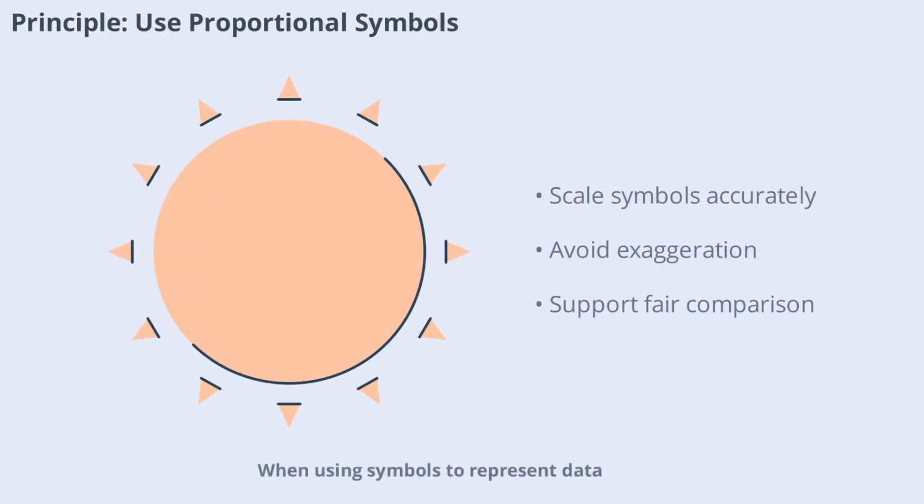When using symbols to represent data, make sure their size is proportional to the values they represent. Avoid exaggerating differences by using symbols that are too large or too small. Proportional symbols help viewers accurately compare data points.